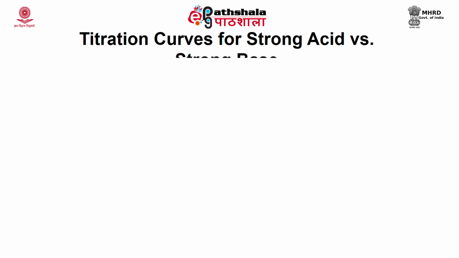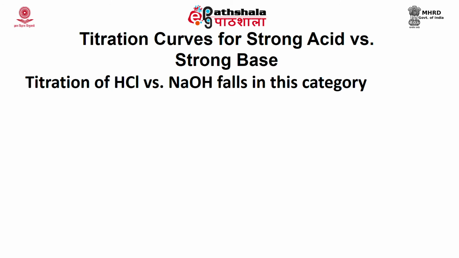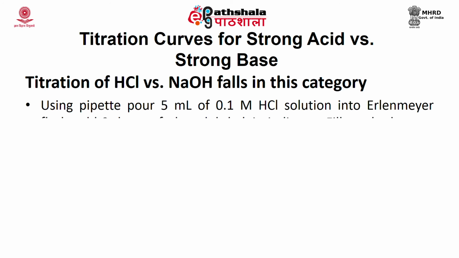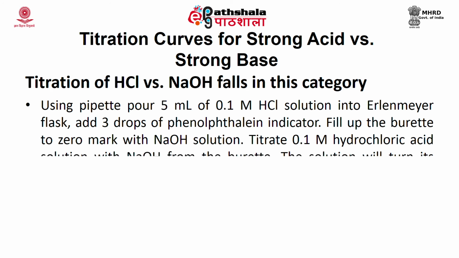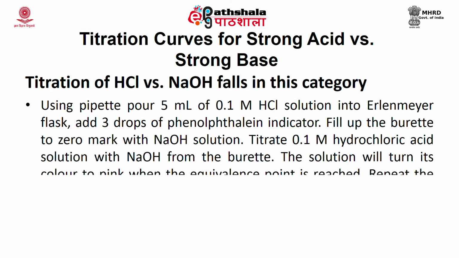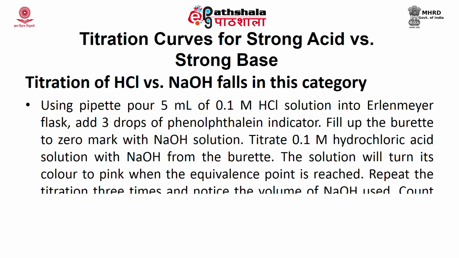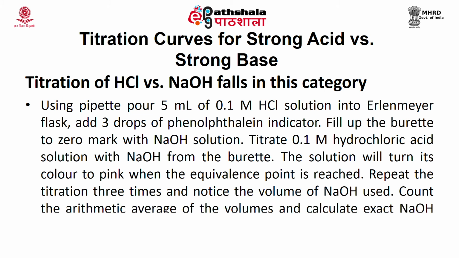Titration curves for strong acid versus strong base. Titration of HCl versus NaOH falls in this category. Using a pipette, pour 5 ml of 0.1 normal HCl solution into a flask. Add 3 drops of phenolphthalein indicator. Fill up the burette to the 0 mark with NaOH. Titrate the 0.1 normal HCl solution with NaOH from the burette.